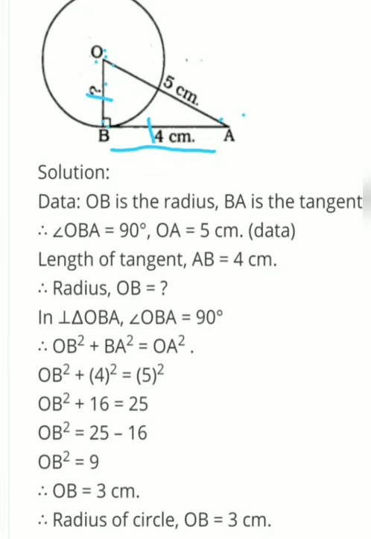Now 4 square is nothing but 16. 5 square is 25. Now OB square is equal to 25 minus 16. Plus 16 goes to the RHS, which means it becomes minus 16. Now 25 minus 16 gives 9. OB square is equal to 9. OB is equal to root of 9, that is 3 centimeters. Therefore, the radius of the circle OB is equal to 3 centimeters, which is our answer.